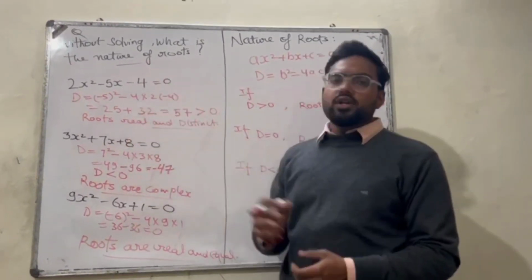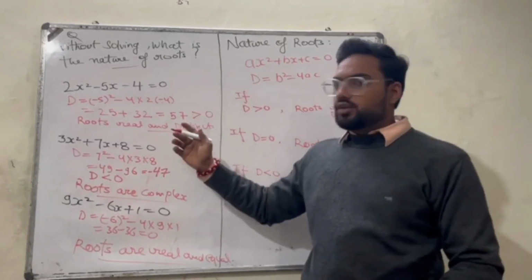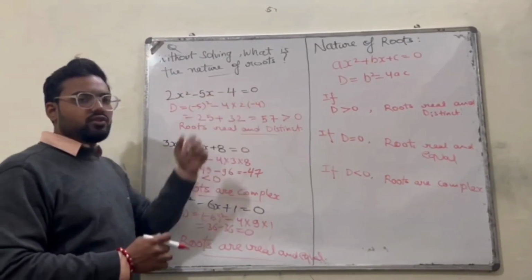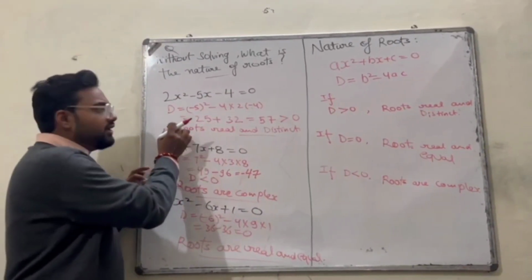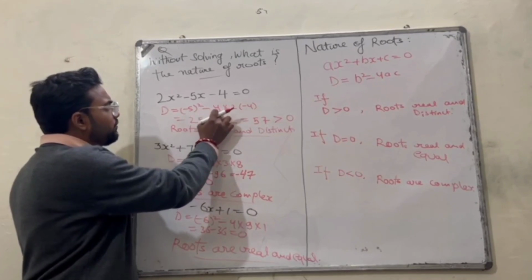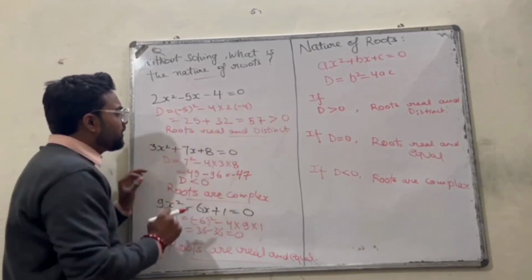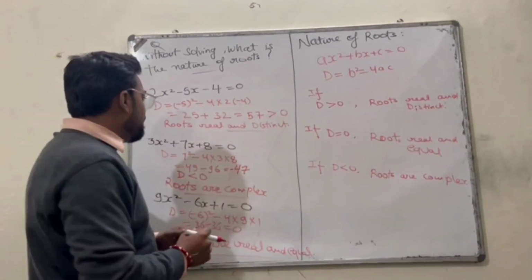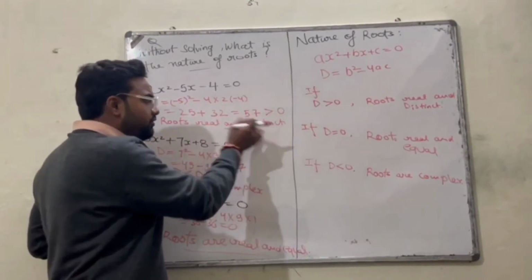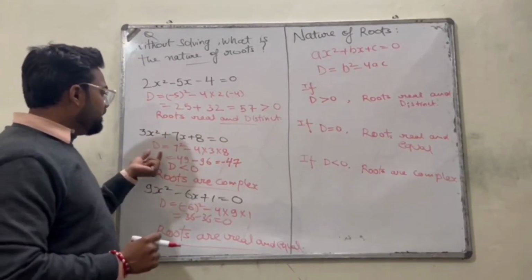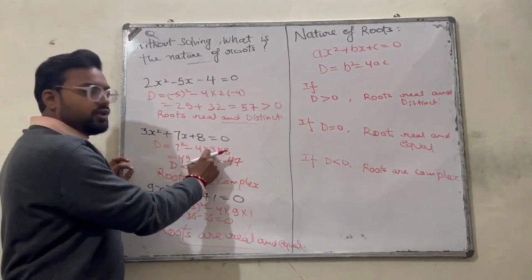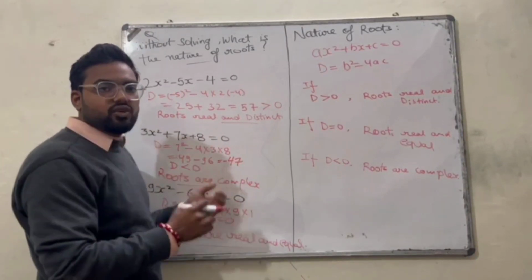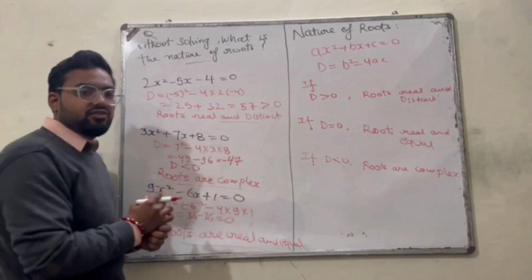Without solving, what is the nature of roots of our given quadratic equations? First, 2x square minus 5x minus 4 is equal to 0. So, discriminant here is b square minus 4 into a into c. So, 25 plus 32 is equal to 57, which is greater than 0. Here, roots are real and distinct. Now, for this, D is 7 square minus 4 into 3 into 8. 49 minus 96 is equal to minus 47, which is less than 0.